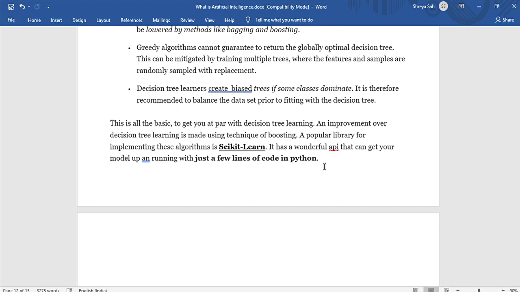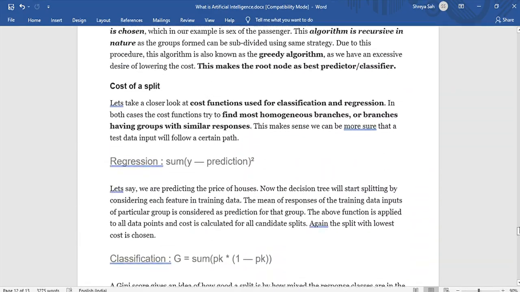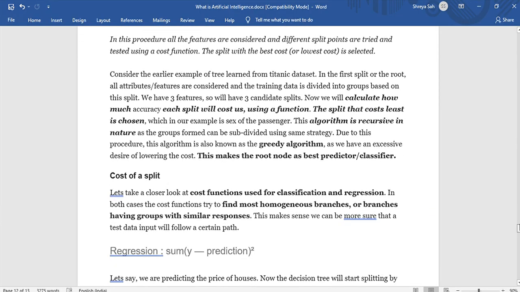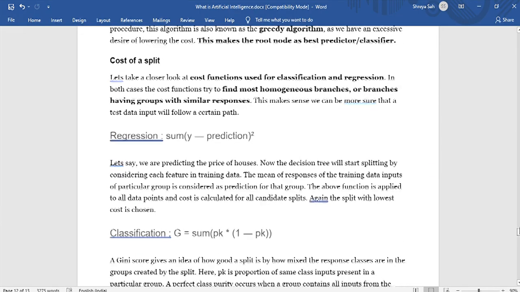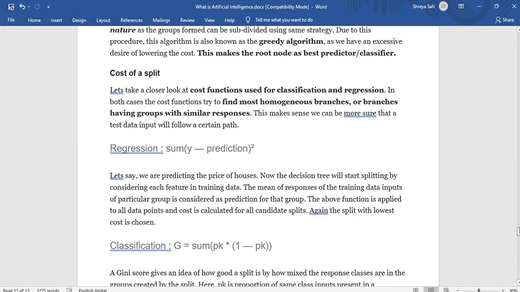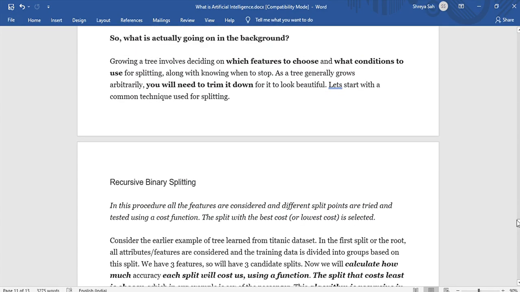It has a wonderful API that can get your model up and running with just a few lines of code in Python. So we can code everything which we talked about over here, starting from splitting, when to stop splitting, the cost of splitting, and what type of tree based on classification or regression. Everything we talked about in this video can be implemented with the help of Python on a data set, and we can find valuable insights.